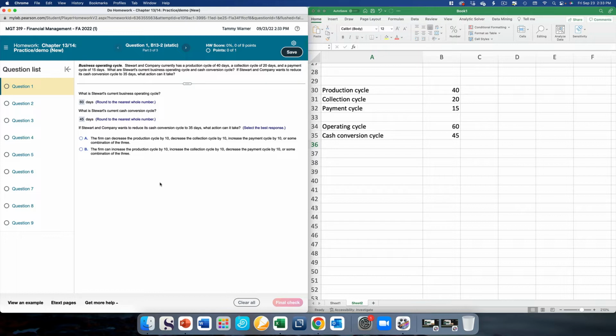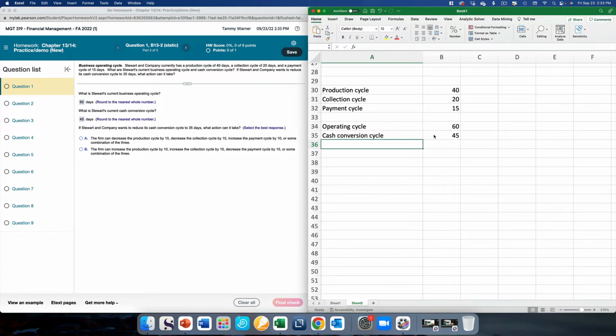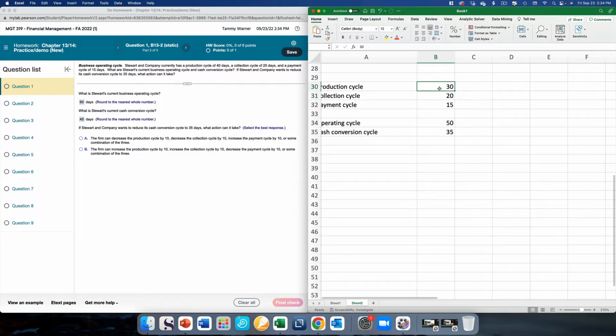And then they ask you this interesting question. They say, if we want the cash conversion cycle to be 35 days, what do we need to do to get there? Right, so you can think it through, or you can just try it and see. So the top one says decrease the production cycle by 10, decrease the collection cycle by 10, increase payment cycle by 10, or some combination. So what happens if we decrease the production cycle? Okay, that works. So that's our answer.